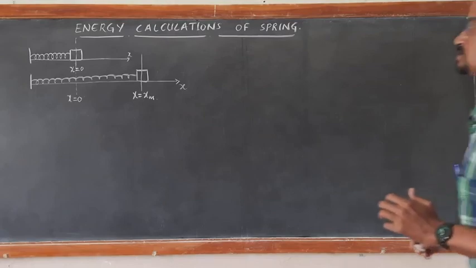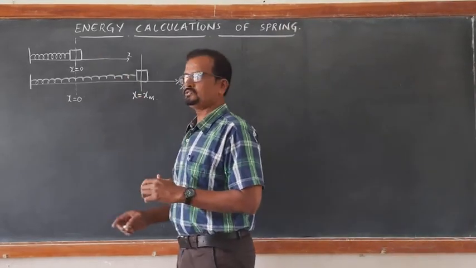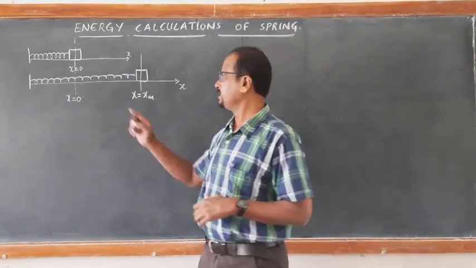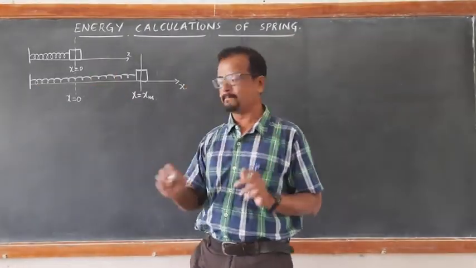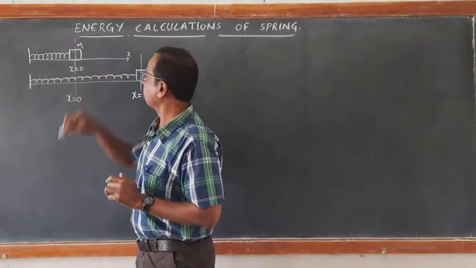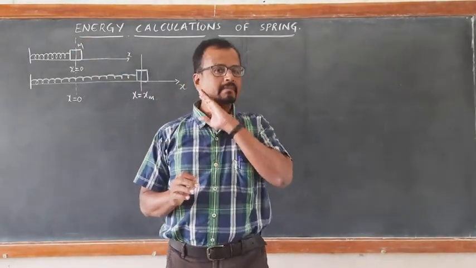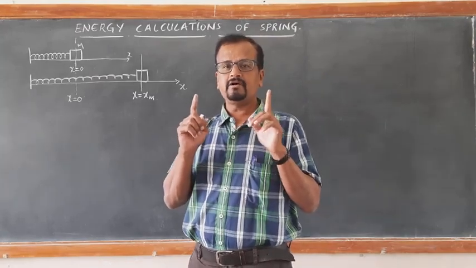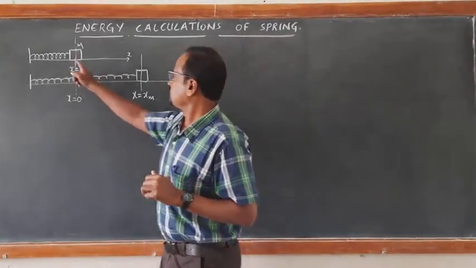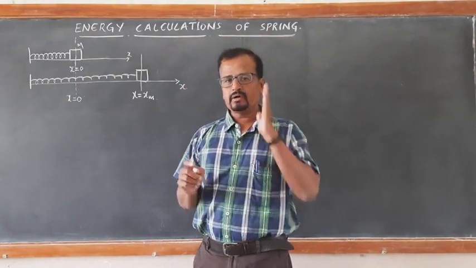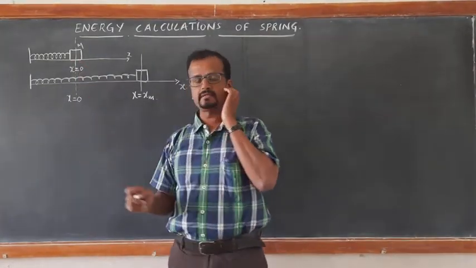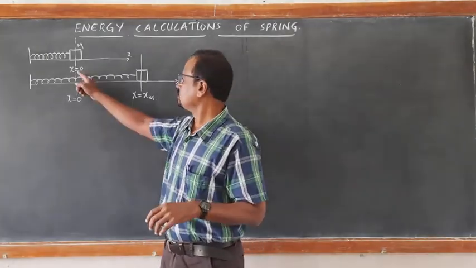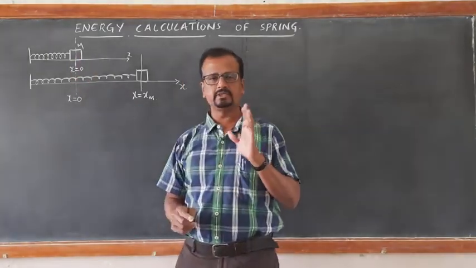Consider a spring attached with a block. As we have considered earlier, the spring is a light, massless spring attached with a block of mass m. We can say the entire mass of the spring and block together is mass m. Suppose this is an undisturbed spring, meaning not yet extended, so its initial position is x equal to 0.